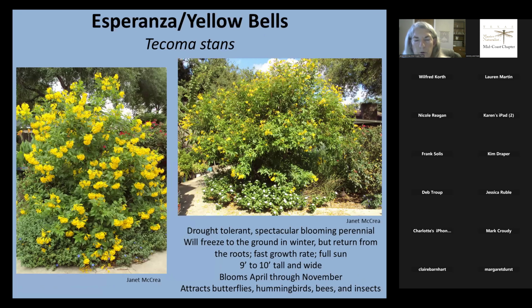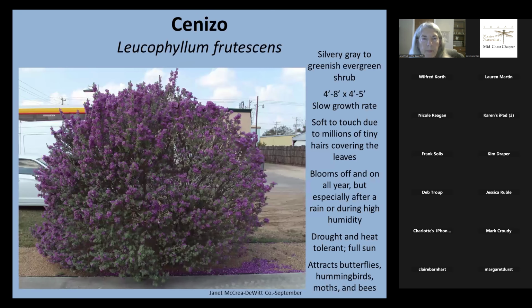Esperanza is a great drought tolerant plant. It will freeze to the ground in the winter, so every spring you'll have to cut it to the ground and haul off the debris, the dead trunks, and then it comes back up from the roots. It does have a fast growth rate though, because even though you cut it down to the ground, it will probably get to at least 10 or 12 feet in height and in width within the season. But it's a very good plant for butterflies, hummingbirds, bees, and insects.